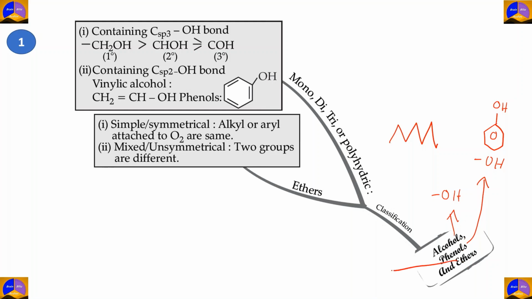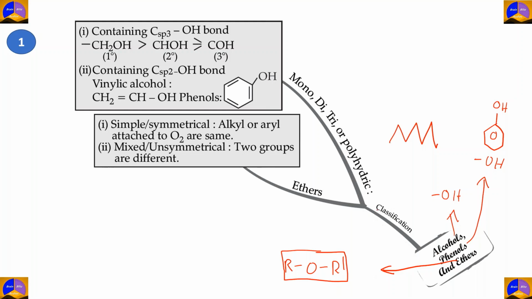What about ethers? Ethers are a special type of compound which contain the formula R-O-R'. So it is basically removing the hydrogen of the OH ending and replacing it with a carbon ending. So it becomes R-O-R'. So that is the formula for an ether. These are sweet smelling compounds, and these are commonly used in association with alcohols and phenols.